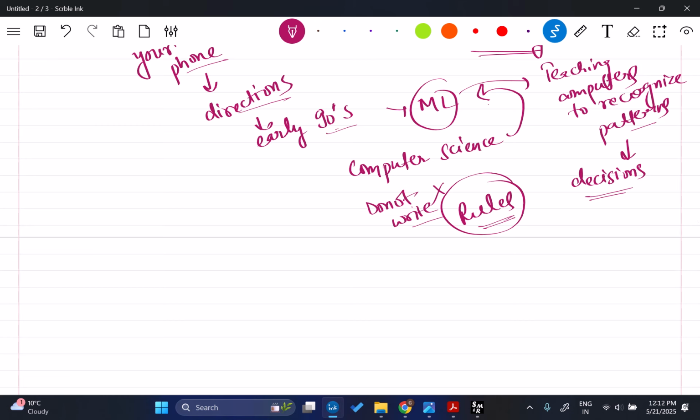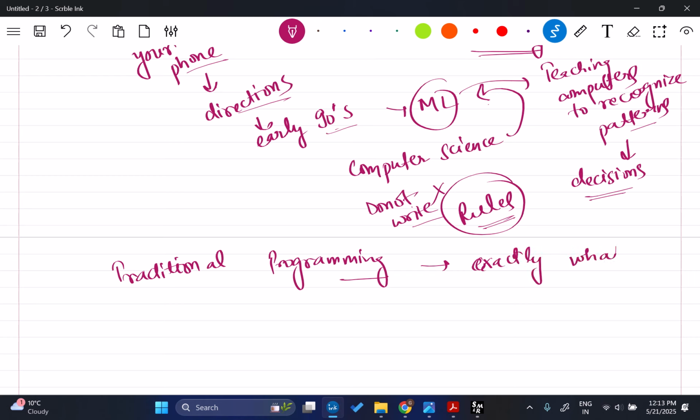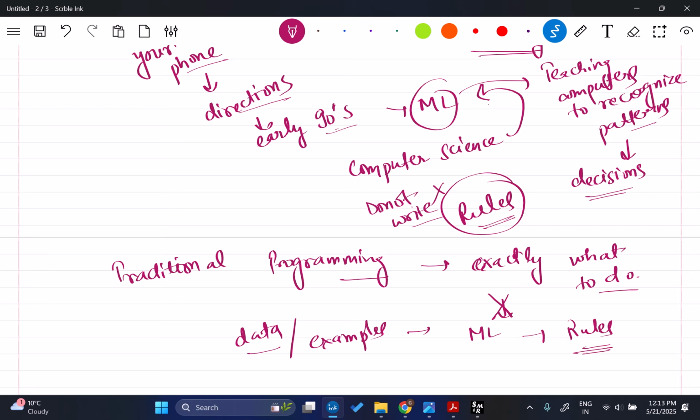They are capable enough to make decisions on their own. But in traditional programming, as I have already mentioned, we used to write these rules ourselves. You tell the computer exactly what to do. But in ML, we give examples in the form of data, and it figures out the rules on its own.